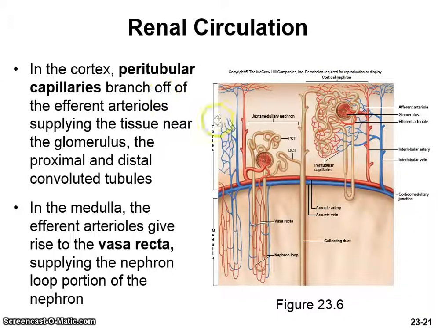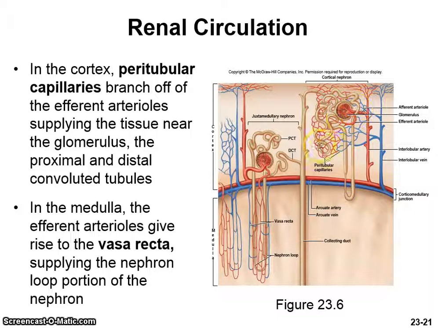So the first part, the cortical nephron, is going to be right here. In the cortex, peritubular capillaries branch off of the efferent arterioles. So the peritubular capillaries, that's these right here. Actually, no, that's these right here, branching off of the afferent arterioles. So we have the afferent, as in going into the capillary bed inside the glomerulus, and the efferent is going to be exiting outwards.